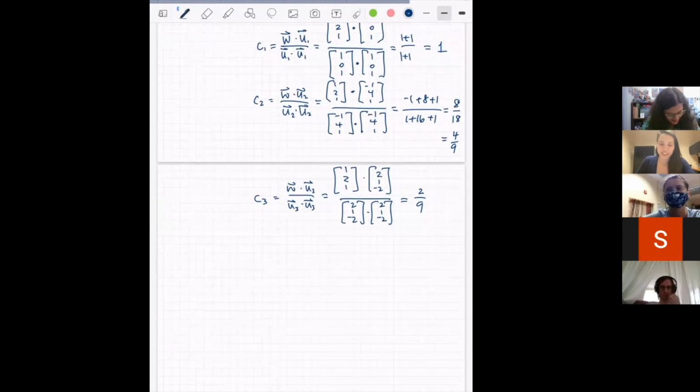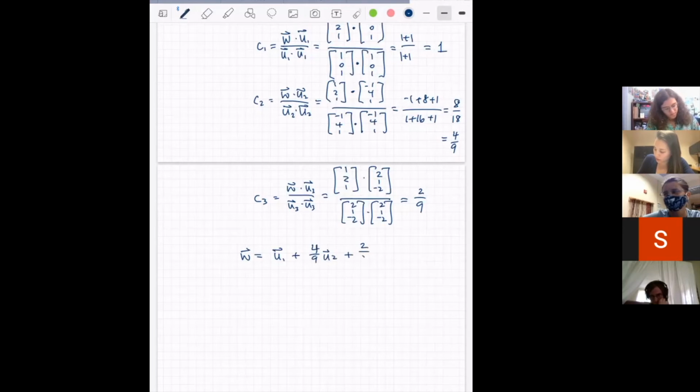Okay, cool. So we have an answer, and we can then write this as our C1 times U1, so that'll be just U1 plus 4/9 U2 plus 2/9 U3, right? Which means that the coordinate vector for W in B is 1, 4/9, 2/9, right?